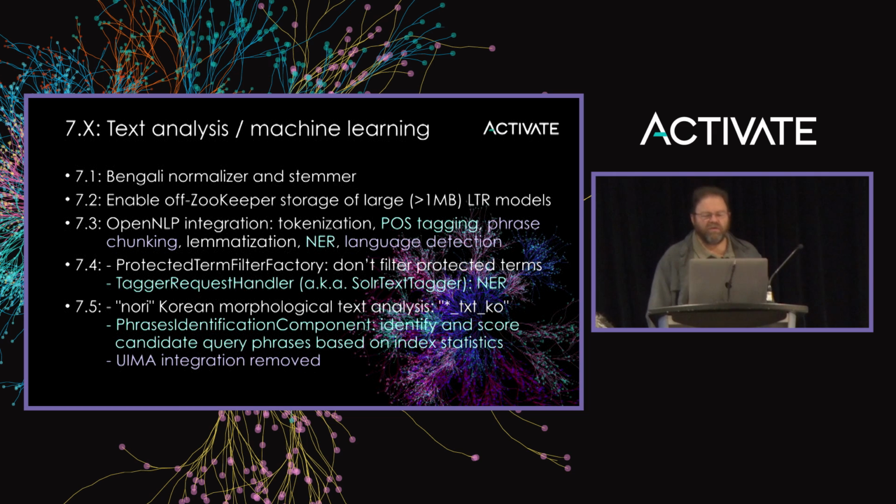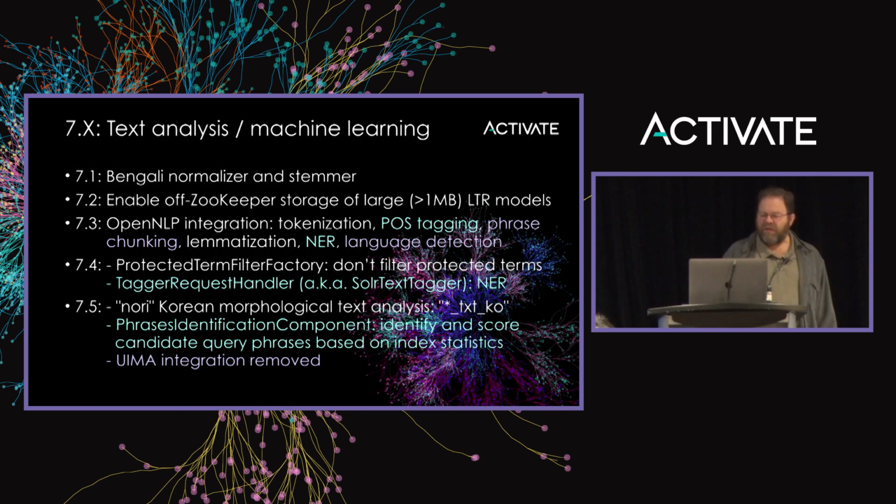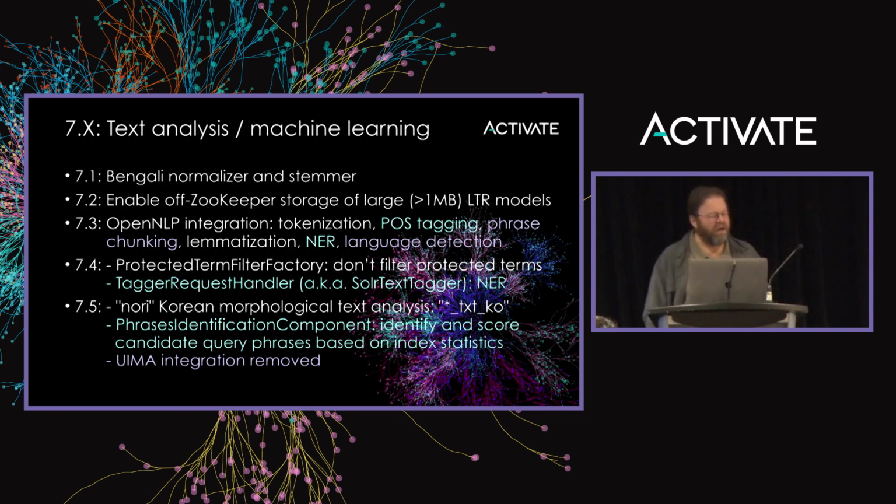In 7.5, also a phrases identification component was added that identifies and scores candidate query phrases based upon index statistics. Finally, in 7.5, the Apache UIMA integration was removed. It had not been updated in quite a long time.